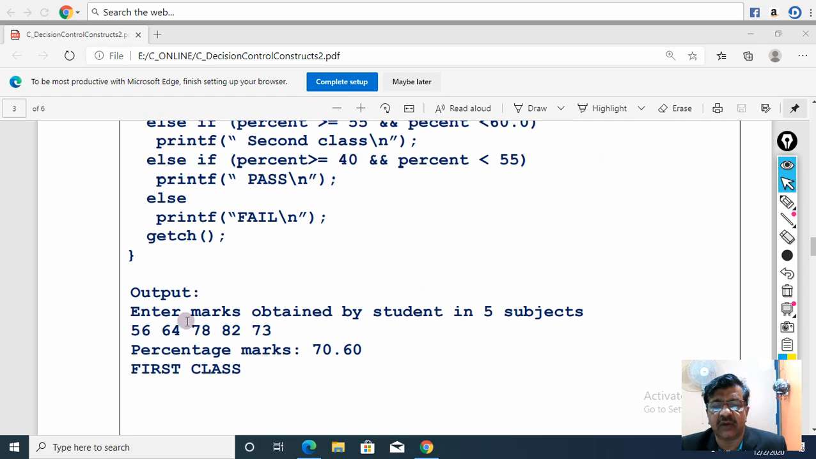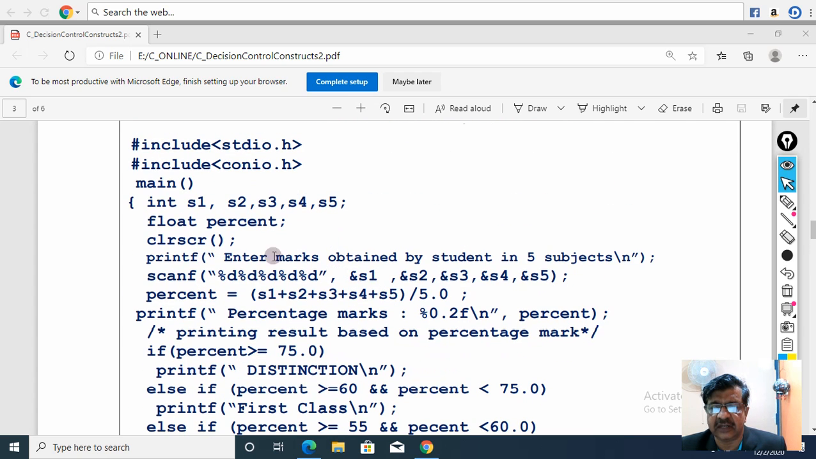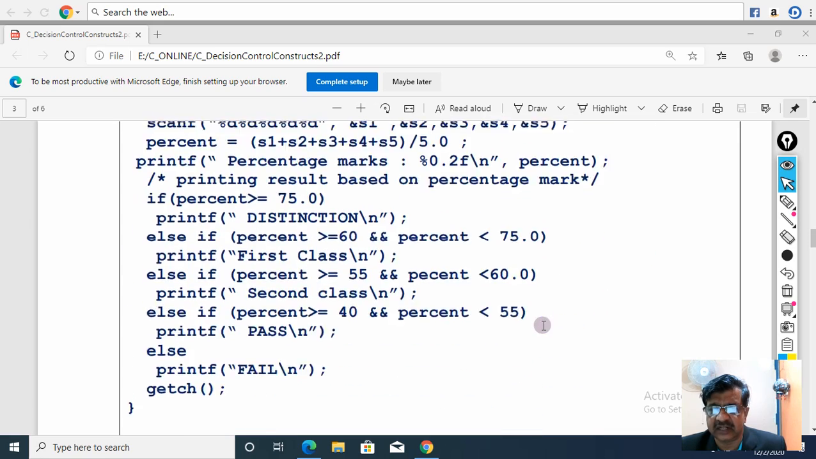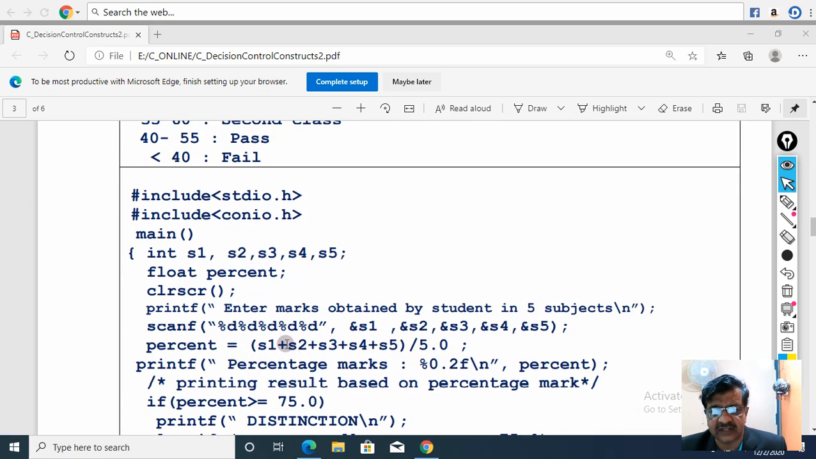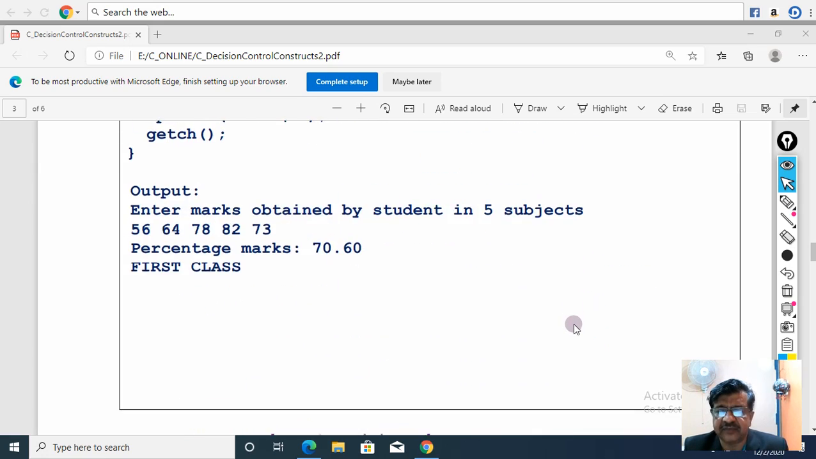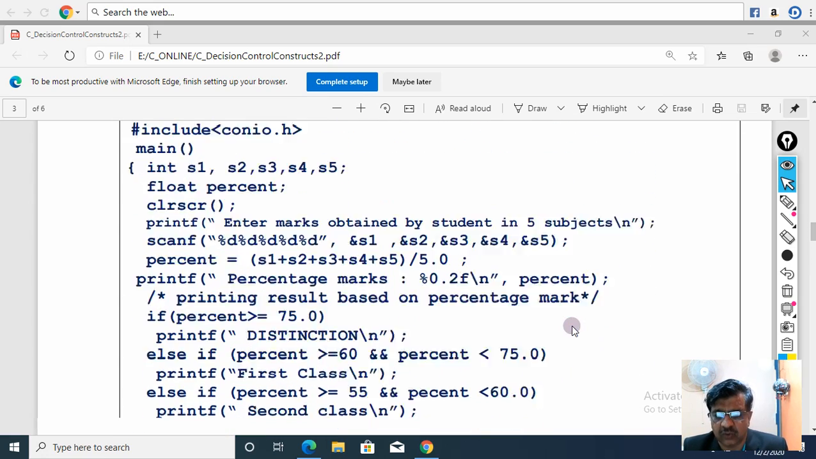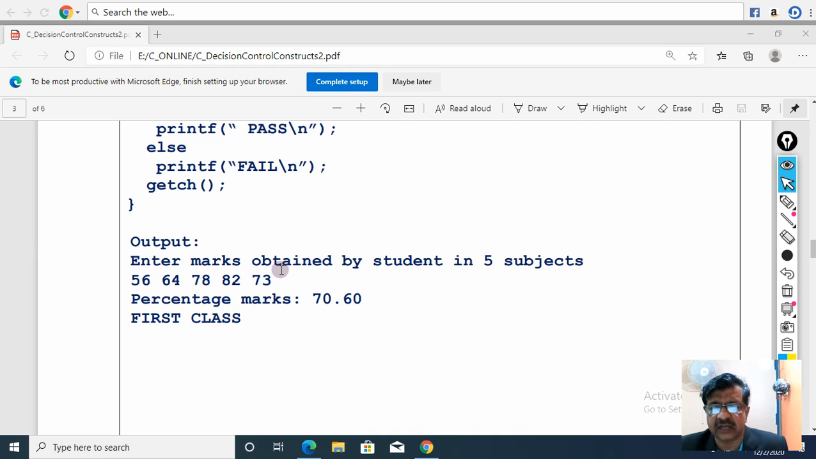And here one input is tried. Enter the marks obtained by student in 5 subjects. It will be printed. Whatever that is in double quotes will be printed, and it is called a literal, a literal string. It is guiding the user as to what he or she should do. Enter marks obtained by student in 5 subjects.